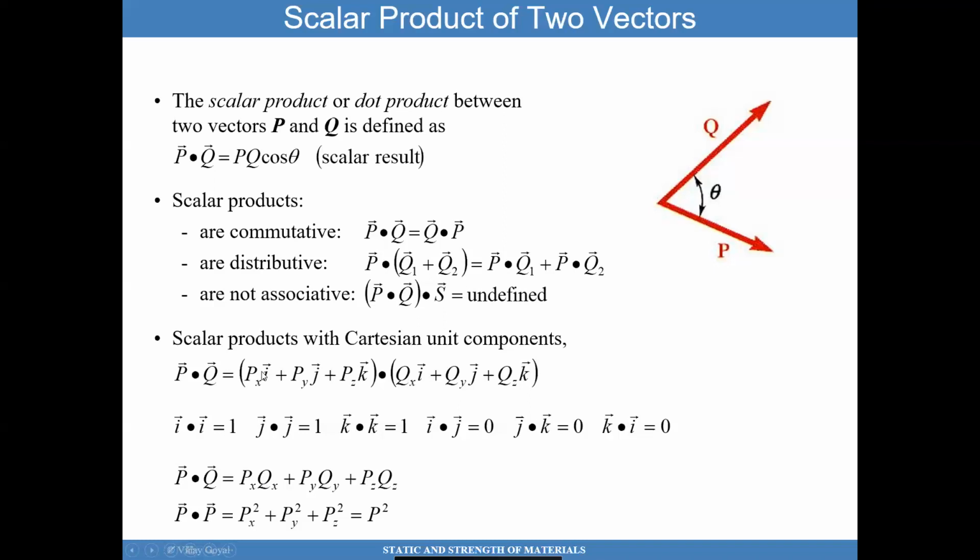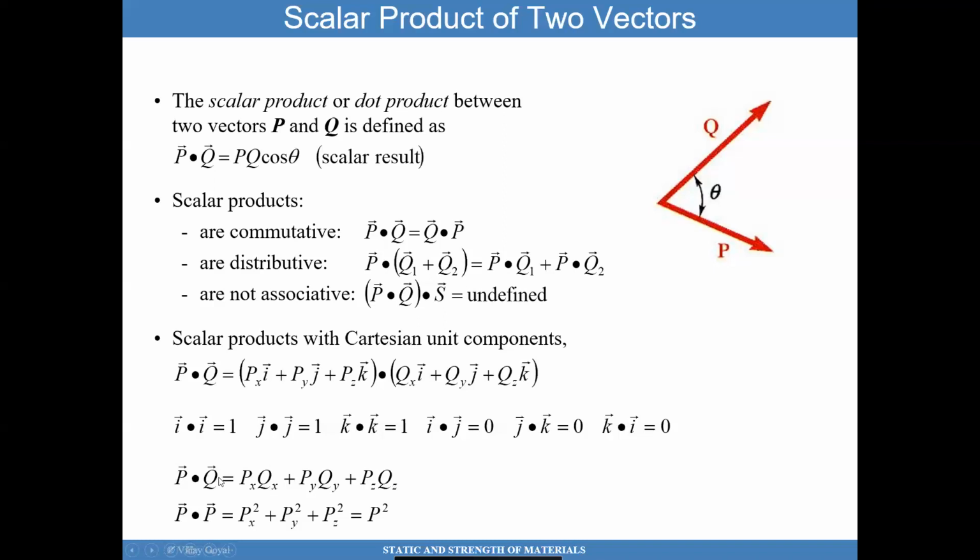If you take the dot product of i with j, you will see that that will be 0. Because the magnitude of P is 1, the magnitude of Q is 1, and the cosine of the angle between them, 90 degrees, is 0. And so the i dot j, the i vector and j vector, will give you 0. And so forth. As you multiply everything, you will find that PxQx plus PyQy plus PzQz is the dot product of P and Q.